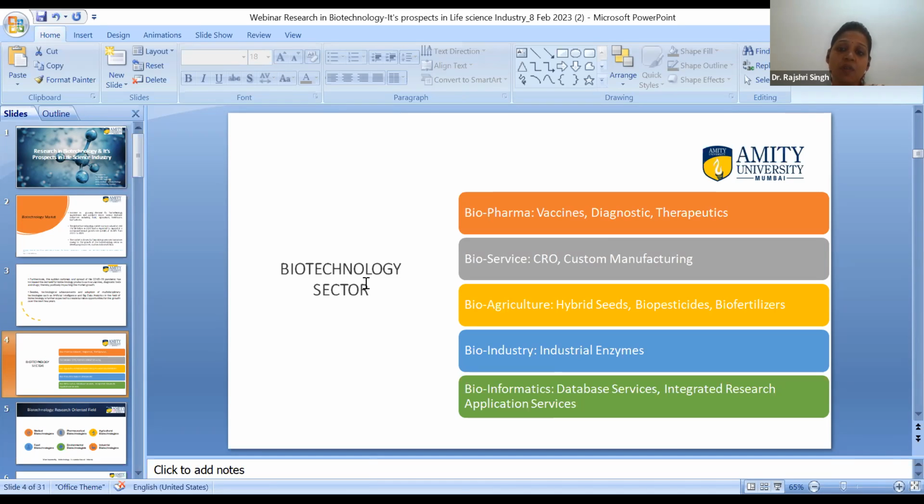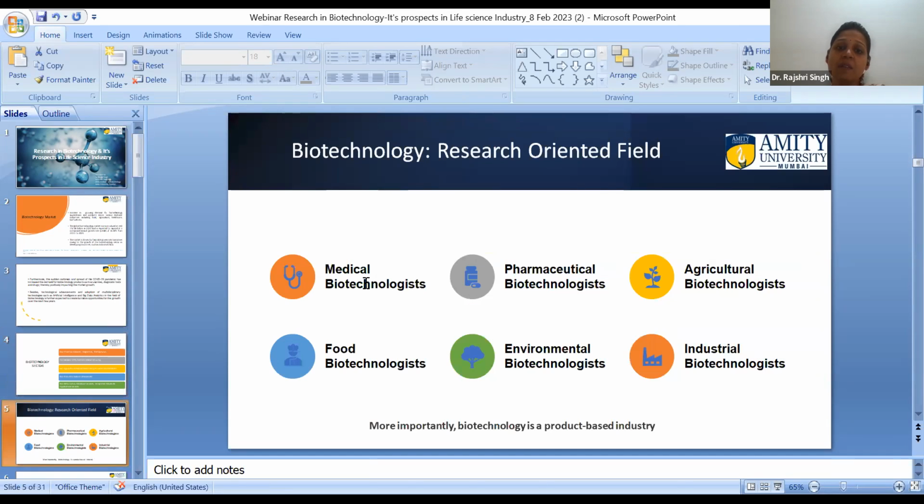Bioservices for CRO and custom manufacturing; bioagriculture for the betterment of agriculture, like biopesticides, biofertilizers and hybrid seeds; bioindustry; and bioinformatics, through databases, integrated research applications, and many kinds of software used in biotechnology. As a biotechnologist, you can contribute as a medical biotechnologist, pharmaceutical, agricultural biotechnologist, food biotechnologist, or environmental and industrial biotechnologist. So it's majorly a research-oriented field, which has lots of professional and academic growth in the coming time.